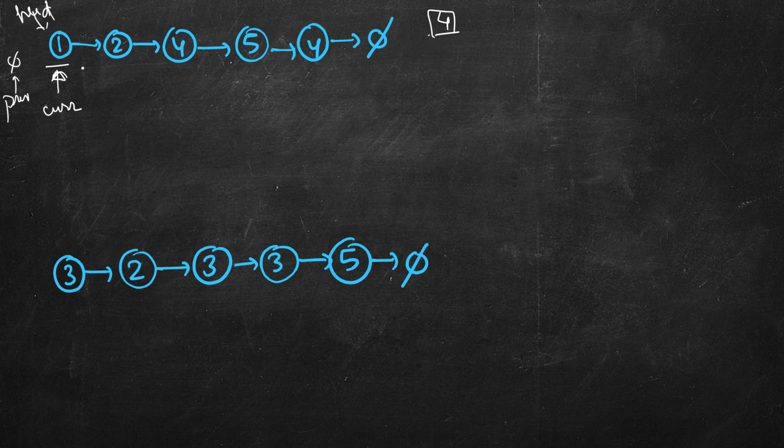If it's not the same, our job is very simple. Just increment both of these. So P comes here, C comes here. C is the current, P is the previous. Again, it's not equal to 4, so again advance both of these. Now it matches. So when it matches, what is our task? We have to make the next of previous point to the next of current. So this link is broken.